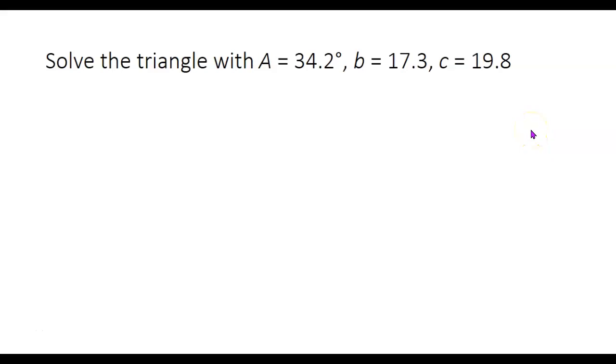Okay, welcome back. Now that we have the law of cosines, we're going to see it in action. We're going to use it to solve some triangles. So, example, solve the triangle with capital A equals 34.2 degrees, little b equals 17.3, little c equals 19.8.